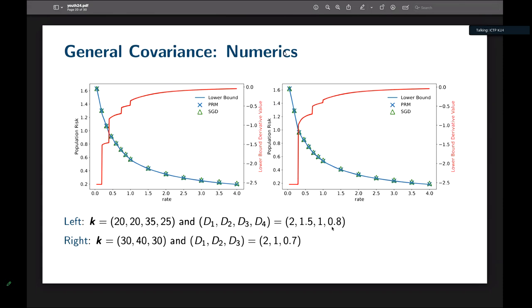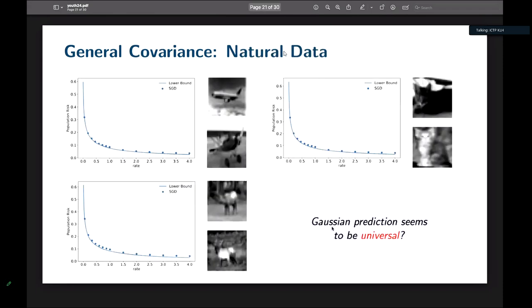Now, this is synthetic data. You might ask, well, I'm not interested in synthetic data. What happens at least on CIFAR? Well, we take the images, compute their empirical covariance, SVD it, and use that spectrum to infer the lower bound. As we can see, the SGD sits quite nicely on the lower bound, although the data is not entirely Gaussian.